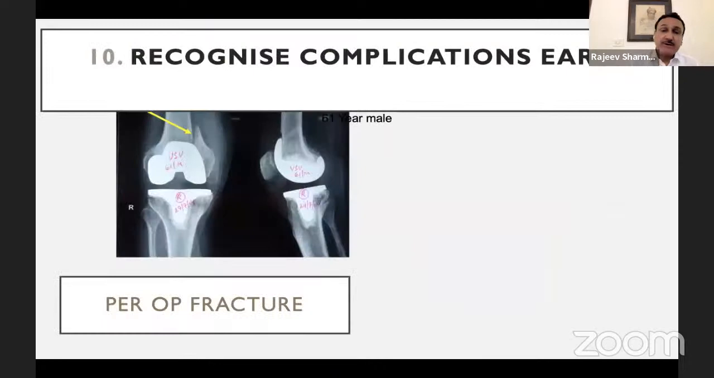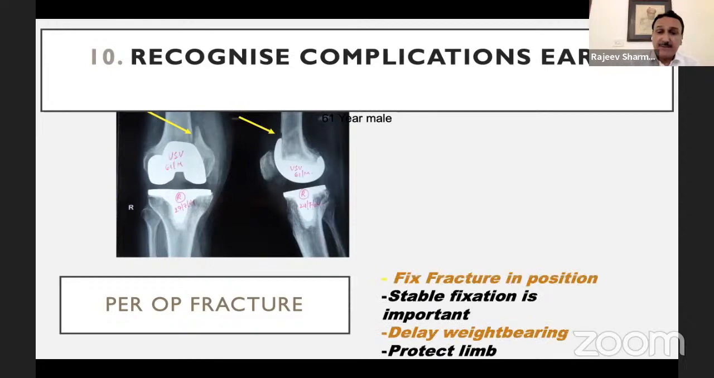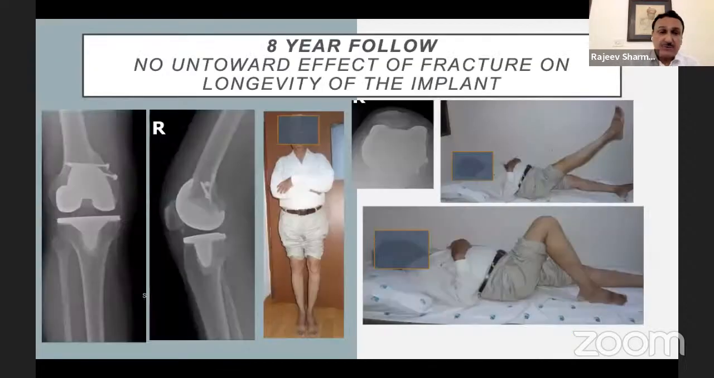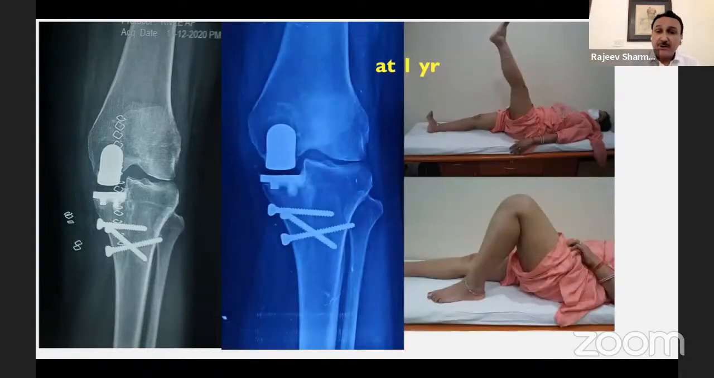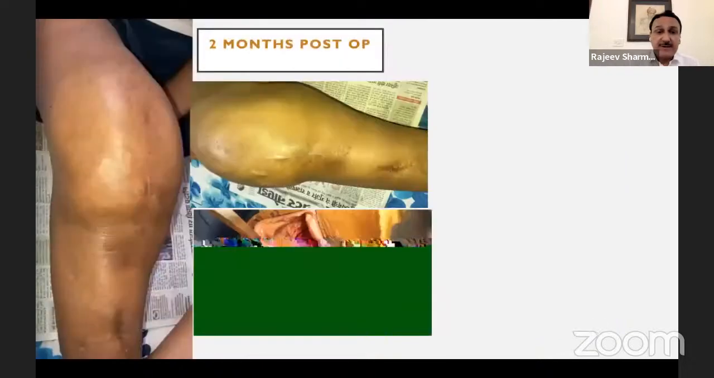The most important trick is to recognize your complication early. This patient who had a fracture of the medial condyle perioperatively was fixed at the same time with two screws. And you see this patient at a follow-up of almost 9 years, with excellent union and no loosening or signs of problems. In this patient of unicondylar surgery, I had a fracture on the table, but if you recognize it in time, you will have excellent function with time.